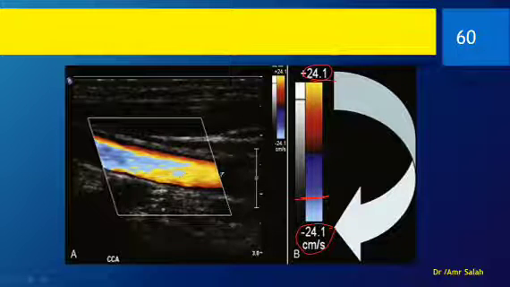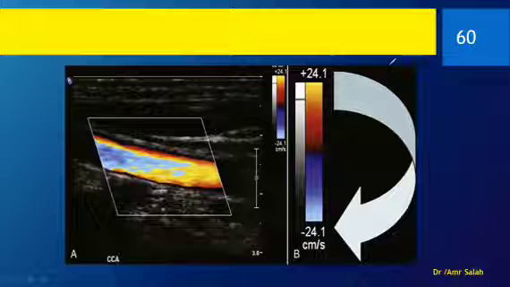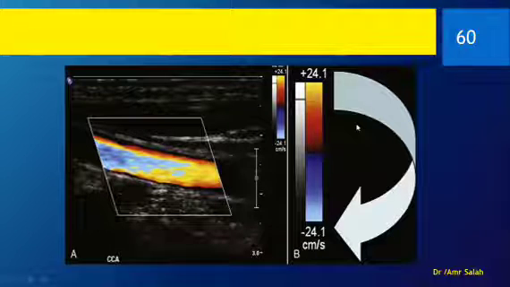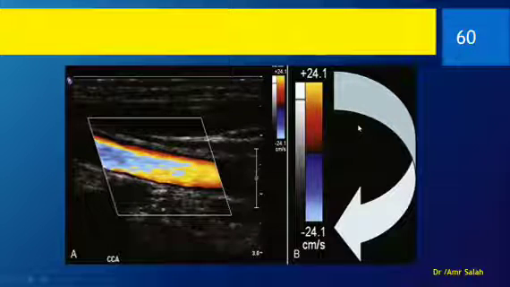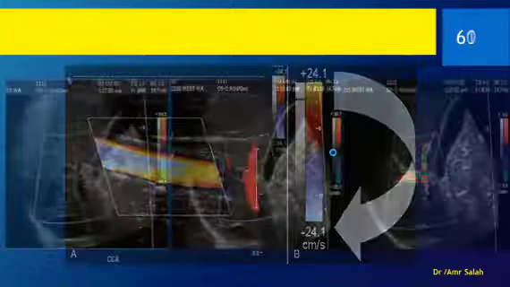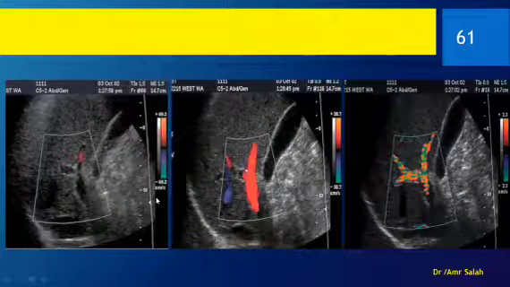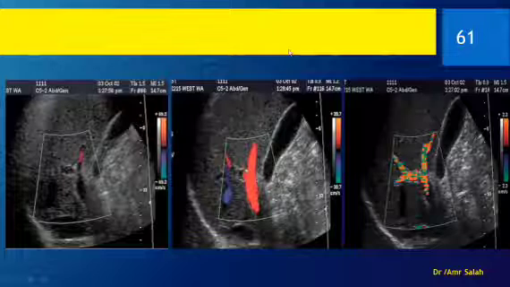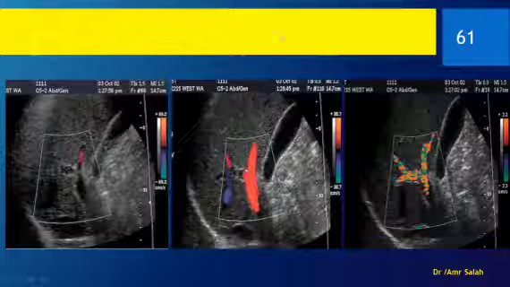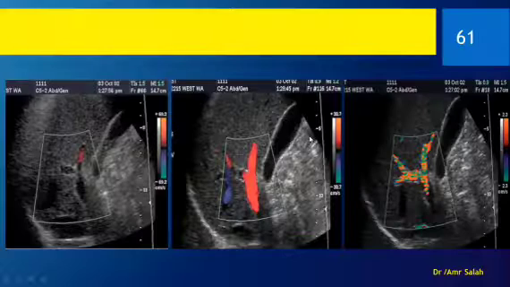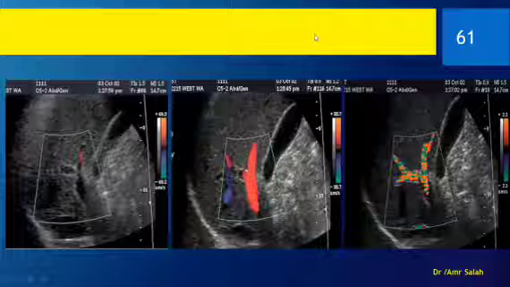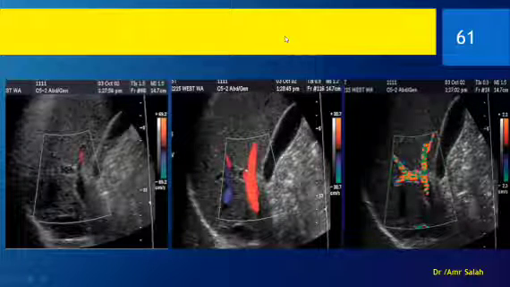Okay, so this needs to what? We have to increase the BRF or the scale a little bit to be adjusted in order to see only the grades of red without aliasing inside the vessel. Okay, we have here an example. Okay, so let's take this example.